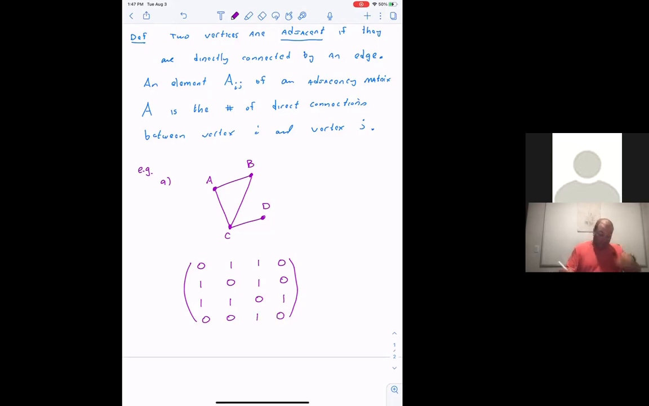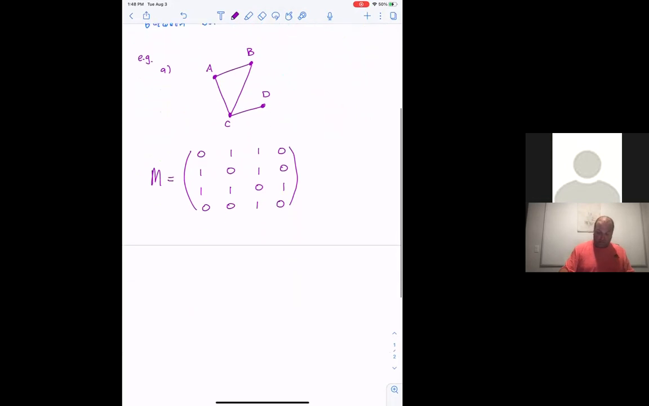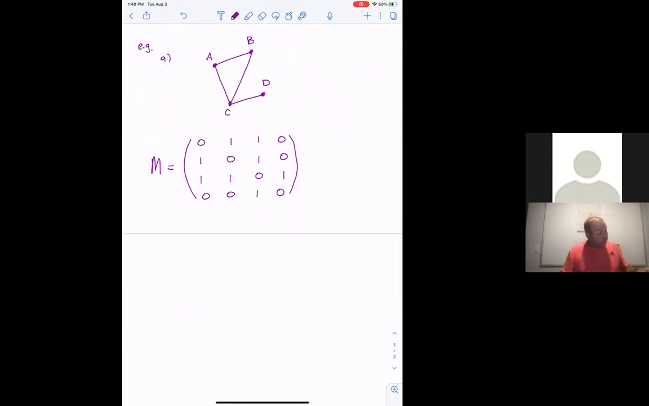So this is the adjacency matrix, and they don't give a symbol for it, although later in the section, they use capital M for adjacency matrices. So we'll call it M for now. So 0, 1, 1, 0, 1, 0, 1, 0, 1, 1, 0, 1, 0, 0, 1, 0. Very straightforward. But now let's make it a little more complicated.